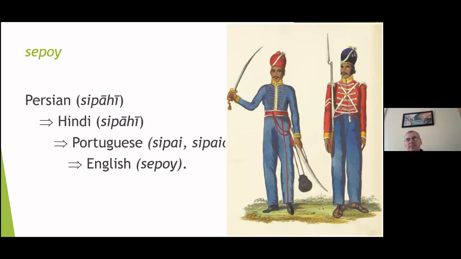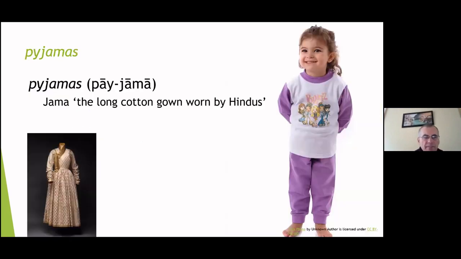Sepoy, another interesting travel of a word. The original word in Persian is sipahi, which means a soldier, especially a horseman. In Hindi, you would have the same word, sipahi. Now, in Portuguese, this word became sipahi and sipaio. And in English, the Portuguese sipaio became sepoy. So here we have a Persian word which via Hindi reached English, but in between there was Portuguese.